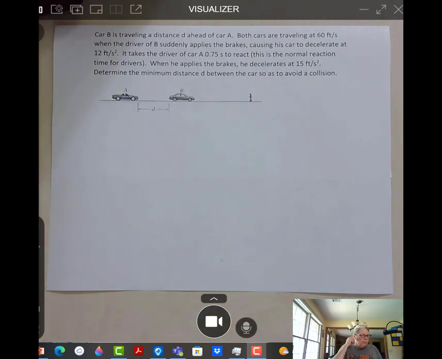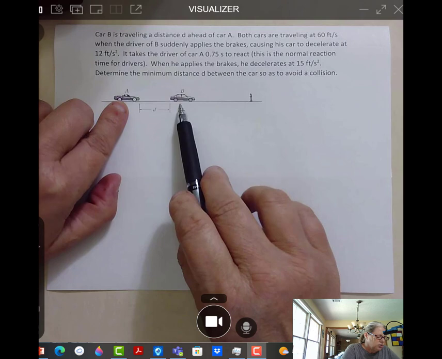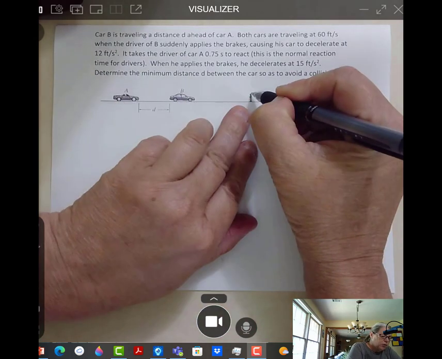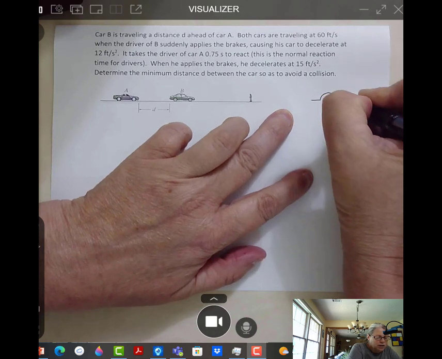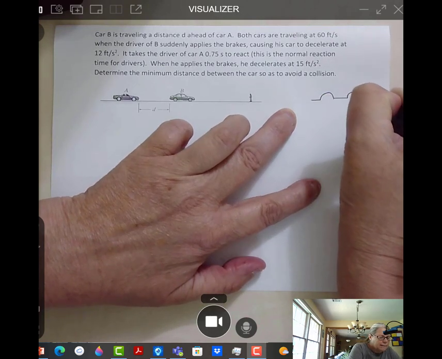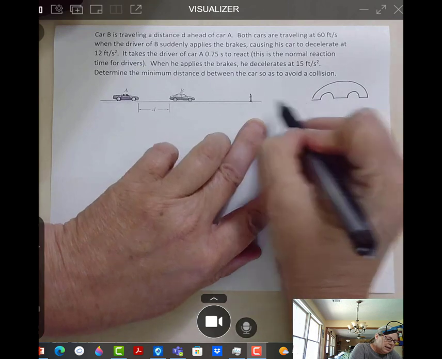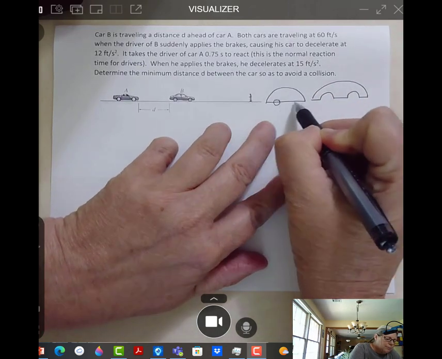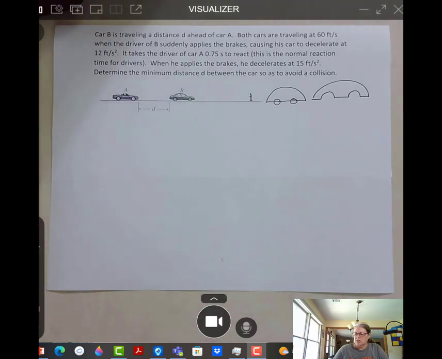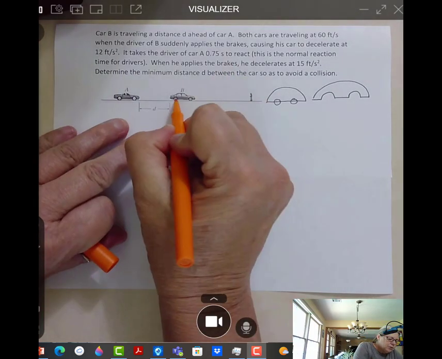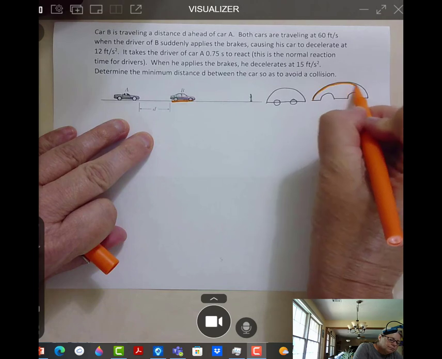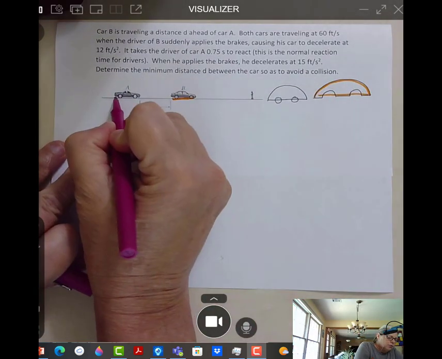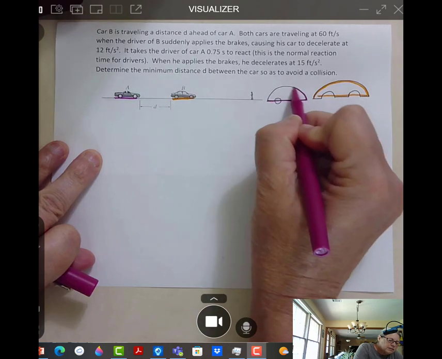So we're going to have to think about what's going on. These two cars are traveling. Car B slams the brakes. So I'm going to move this person out of the way, and I'm going to put car B over here just so we have a little bit more space. So here's car B, and car A is going to be right up on his bumper. We're going to make him look a little bit different. Okay, so I'm going to have information for car B and then information for car A because they're both independent on the same road.